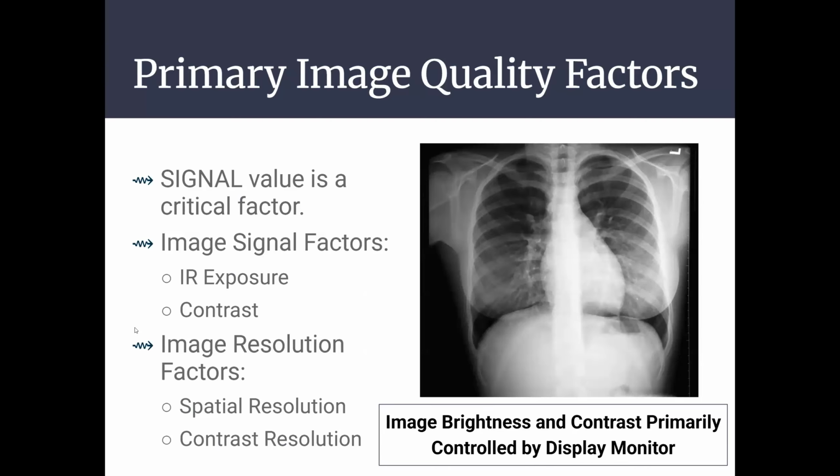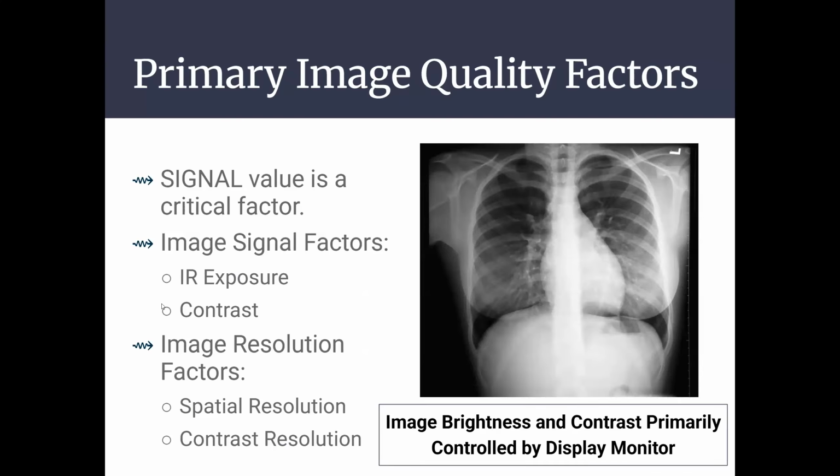So the primary image quality factors are signal value. That's the critical factor. Okay, signal value factors have to do with image receptor exposure. So what attenuated, what didn't attenuate, what reached the detector, and then contrast. Okay, so contrast has to do with the contrast, probably in this case, of the body. So what is the difference between the objects in the body, between bone and soft tissue and gases and air and all that kind of stuff.